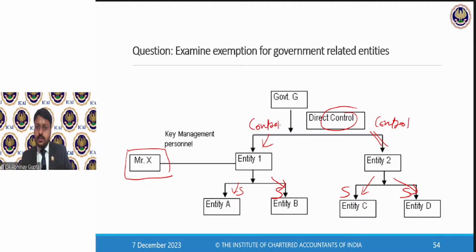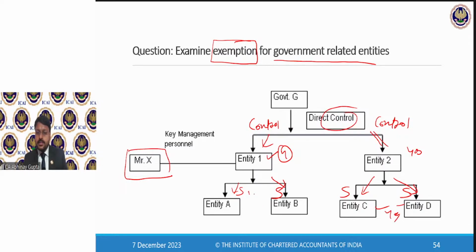Now, examine on which entities the exemption will be applicable for government related entities. So will it be applicable for entity 1? Yes or no? Yes. Will it be applicable for entity 2? Yes or no? Yes. And the subsidiary entities C and D? Yes. Entity A and B? Yes. For the transactions with entity 1 or entity 2, right? Or the government itself, right? Same case here and same case here and same case here.